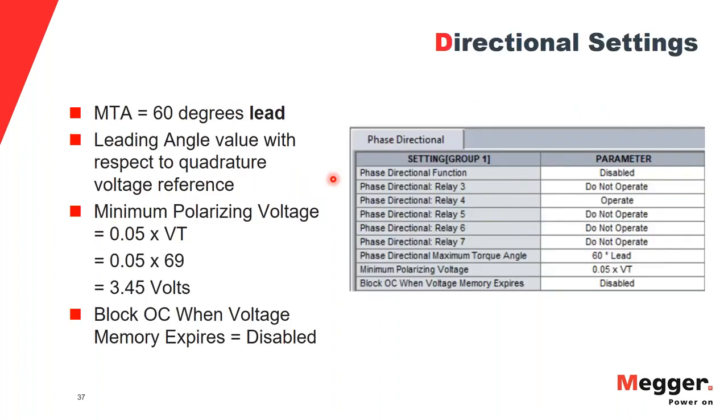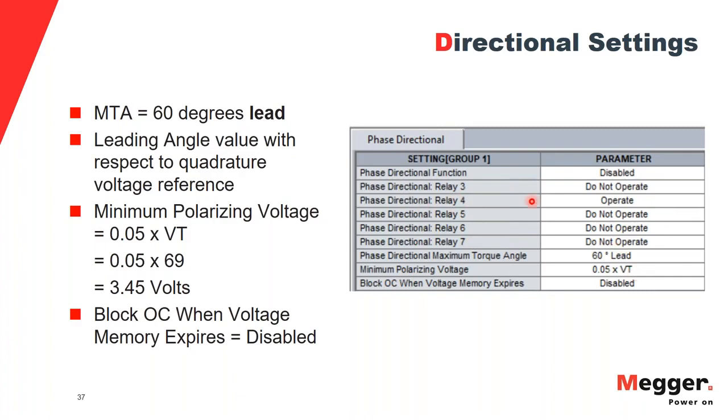Now let's take a look at the microprocessor relay. I have one relay here with some settings. You can see that the maximum torque angle setting on this relay is 60-degree lead, meaning that my current is leading my polarizing quantity by 60 degrees. It also has the minimum polarizing voltage setting, 0.05 times the secondary voltage value of your potential transformer.